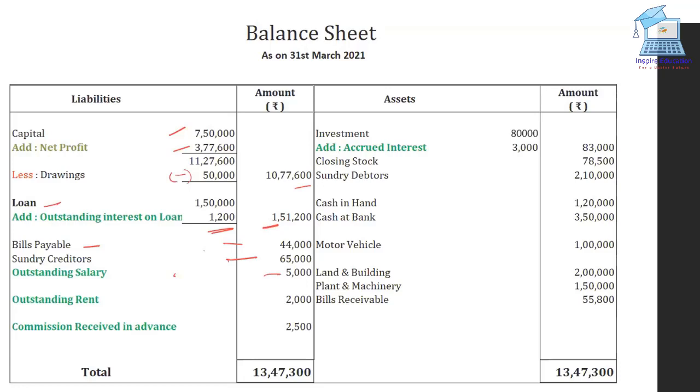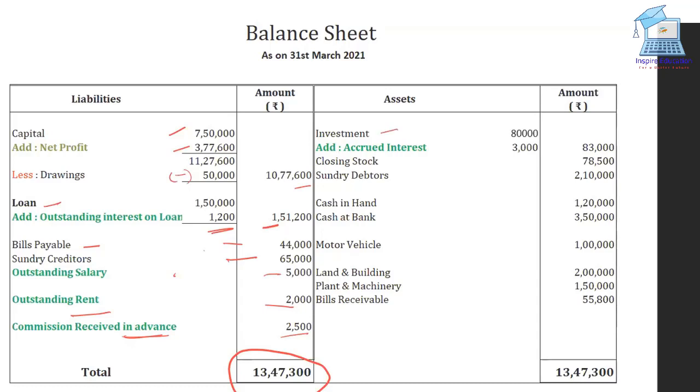Okay. Outstanding rent, there is the adjustment. Outstanding rent of rupees 2,000. So this amount is outstanding, means I have to pay, yet to be paid. So it is my liability. So it will come under the liability side, 2,000. Commission received in advance. So I have received the amount in advance, 2,500. So it is my liability. So we have posted this item also on the liability side. So altogether, the total comes at 13,47,300.